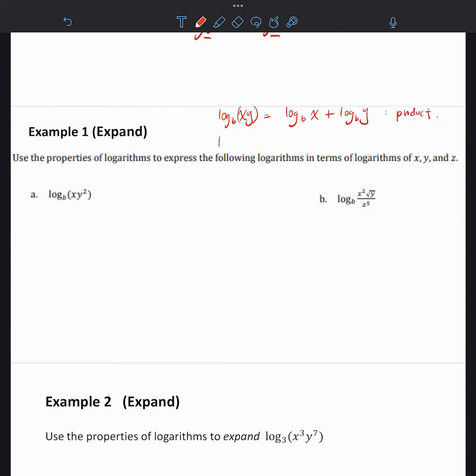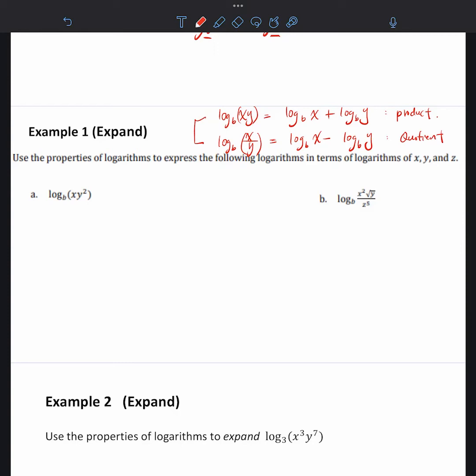And then you can have another form, x over y. You have a fraction, which means dividing. It can be expanded by subtraction. So log base x minus log base y. We call this one the quotient rule. So think about it. These two are very, very useful properties.